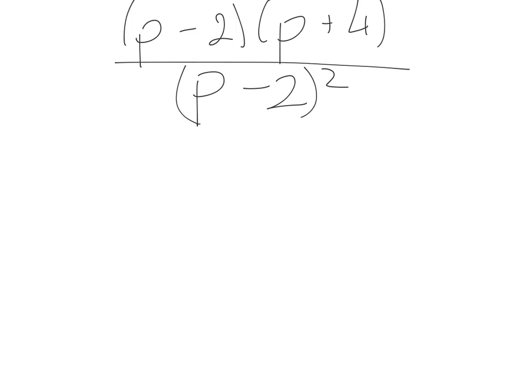Another example, we have p minus 2, p plus 4 all over p minus 2 squared. So again, we can see we can cancel. This p minus 2 will cancel the squared part of the p minus 2 on the bottom, and there's nothing we can do with the p plus 4, so my answer is p plus 4 over p minus 2.